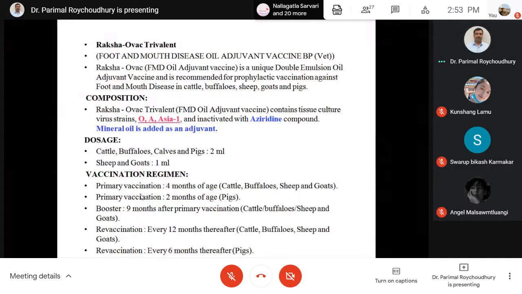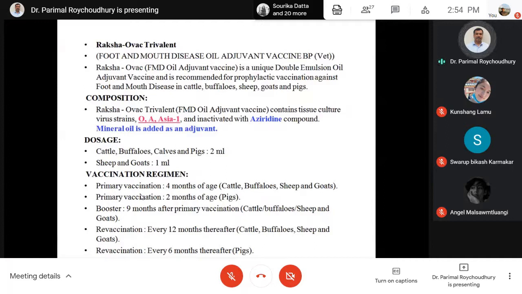But why is it necessary to record the serotypes of every outbreak? Because we know we have a long international boundary. Our neighboring countries have the C type. So through transboundary transmission, the virus may enter. In that case, we have to change the vaccine's formula once again. This is mainly targeted at cattle, buffalo, sheep, goat, and pigs. And the schedule has been given as per the company recommendations. If you follow the company recommendation as such, then we can protect the animal from a fresh outbreak.